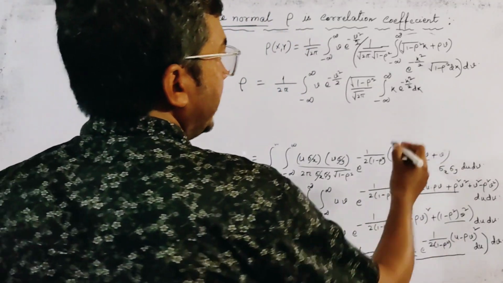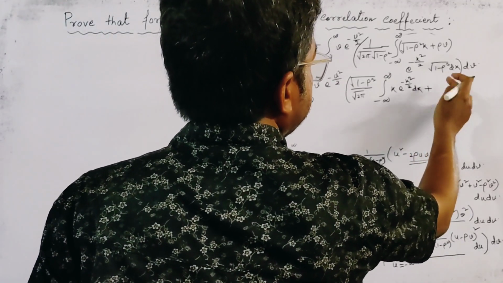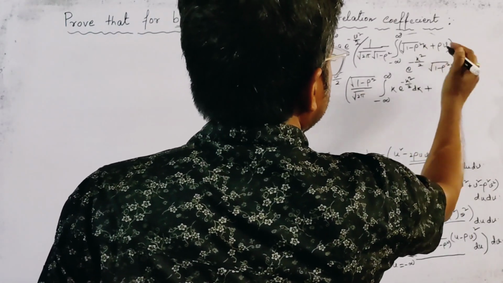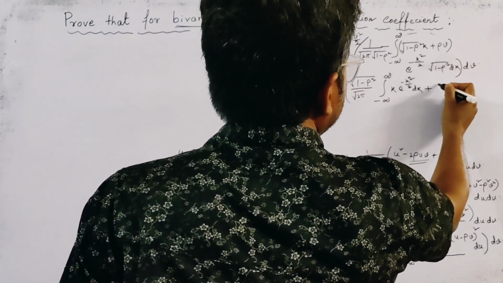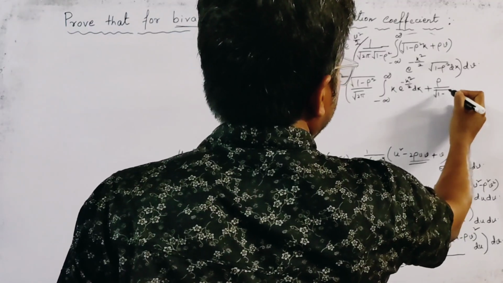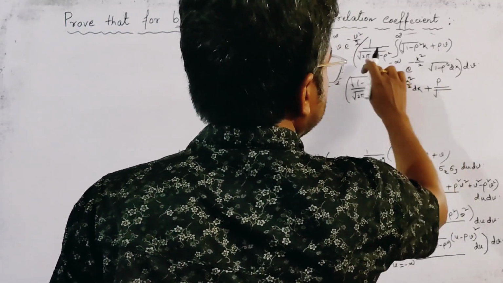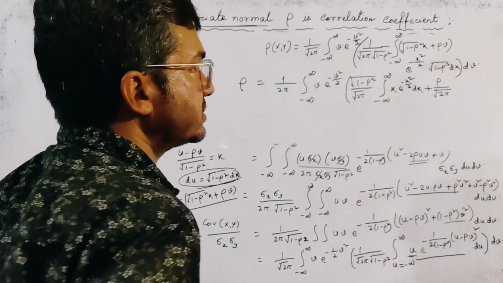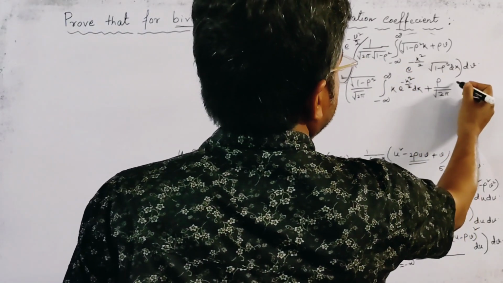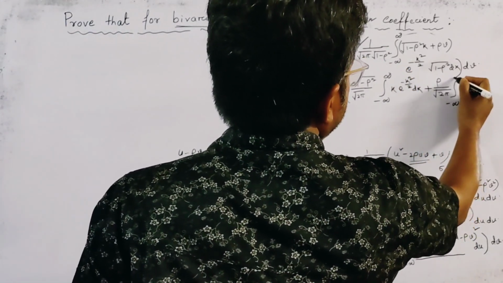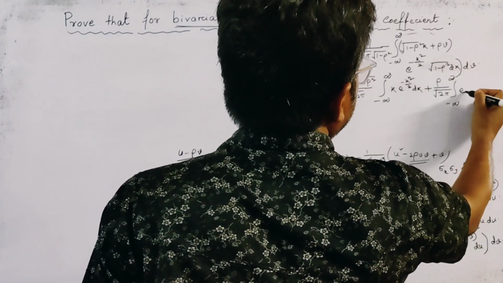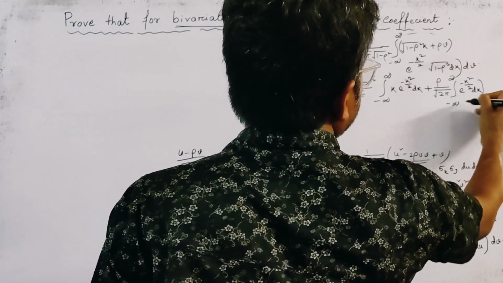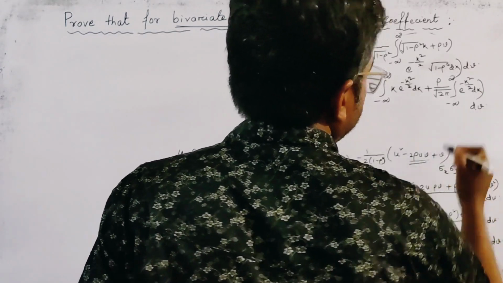Okay, and for the second term we get also this term and this term cancel out, so for the second term we get rho by root 2 pi, because root 1 minus rho square cancels out, and this is integration minus infinity to infinity e to the power minus k square by 2 dk, and dv is here.